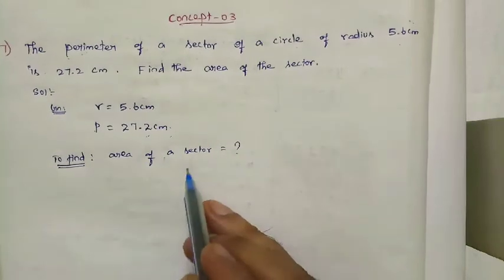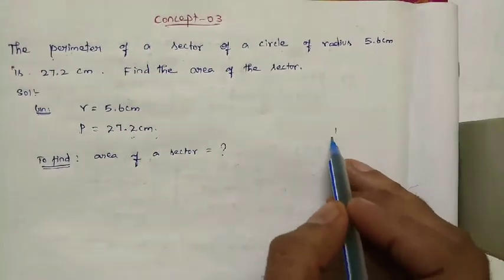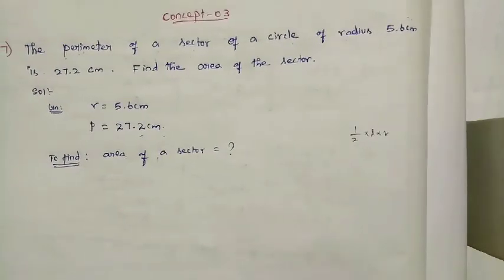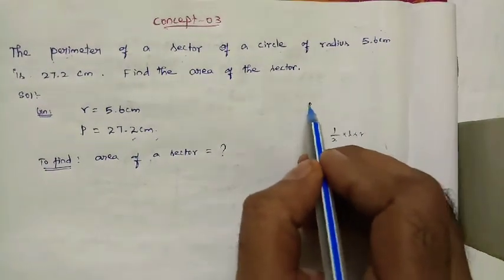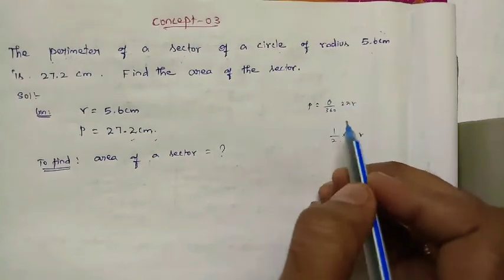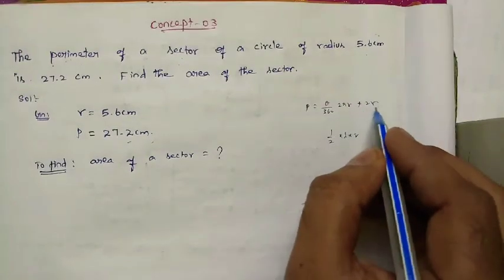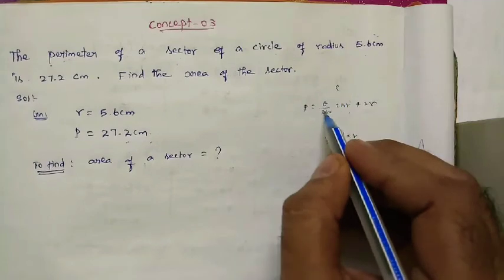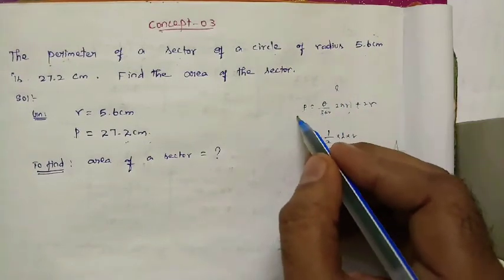Here we have two formulas to find the area of a sector. One is theta divided by 360 into pi r square. Another one is half into L into R. What is the formula for the perimeter of a sector? P is equal to theta divided by 360 into 2 pi r, plus 2r. This is nothing but the length of an arc L plus 2 radius. That is the perimeter of a sector, right?